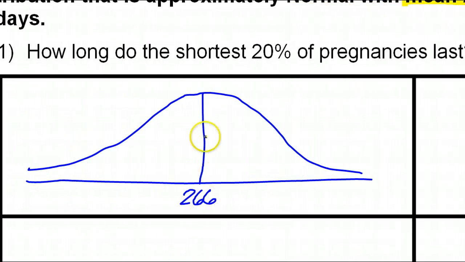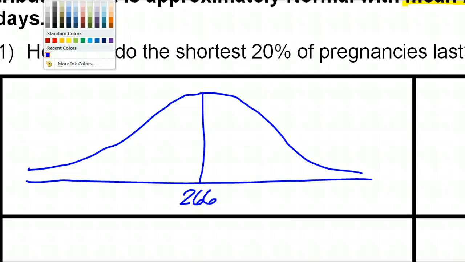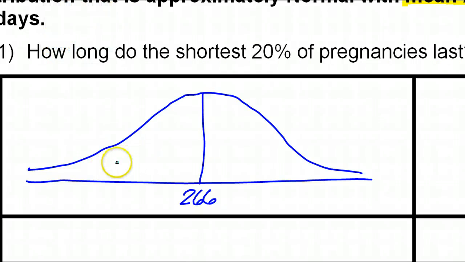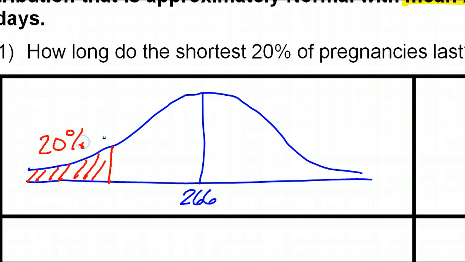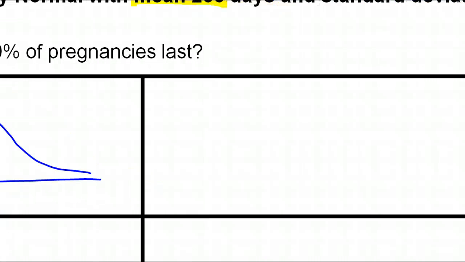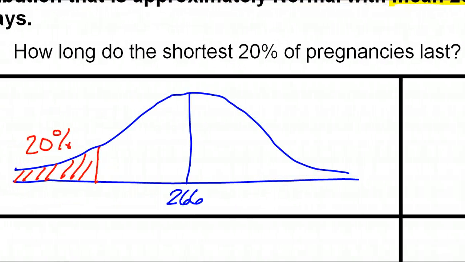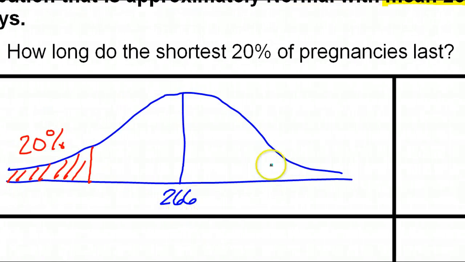Now, how long do the shortest 20% of pregnancies last? Well, 20% will definitely be less than 50, so we'll put it somewhere over here. Okay, so we'll call this the shortest 20% of pregnancies. So this is 20%. We also need to draw the units. Okay, these are pregnancies.